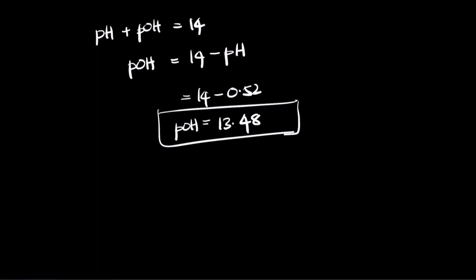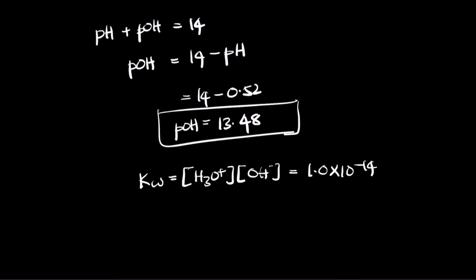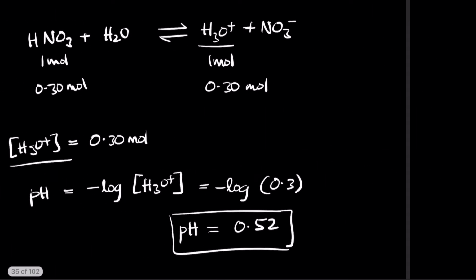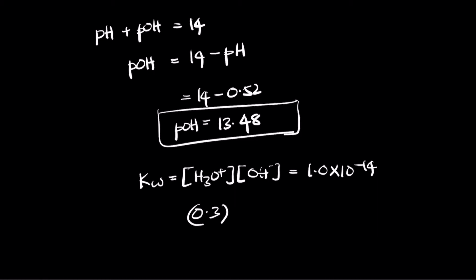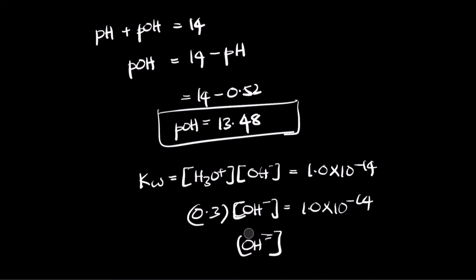Next we need to find the OH minus concentration. We know that Kw, which is equal to H3O plus times OH minus, equals 1.0 times 10 to the power negative 14. We have the H3O plus concentration already given, 0.3, times OH minus equals 1.0 times 10 to the negative 14. So the OH minus concentration can be written as 1.0 times 10 to the power negative 14 over 0.3.